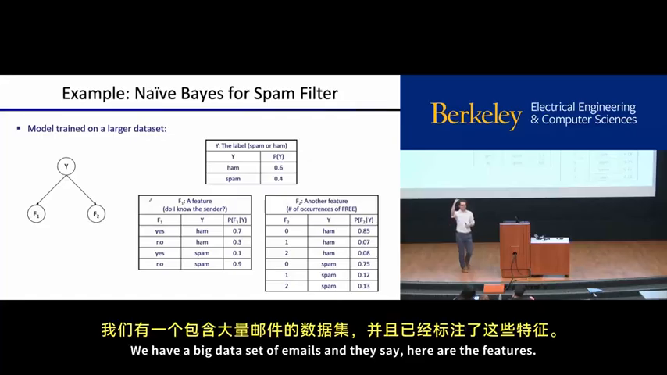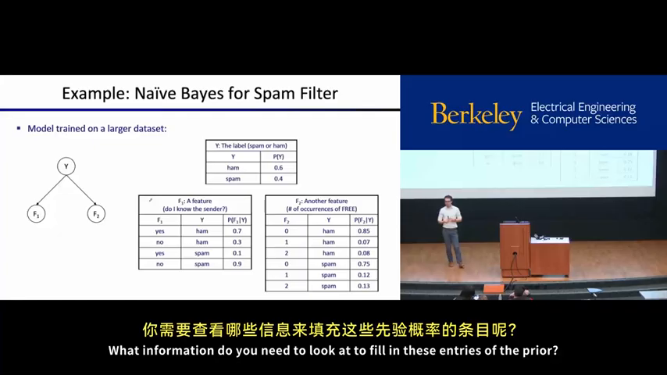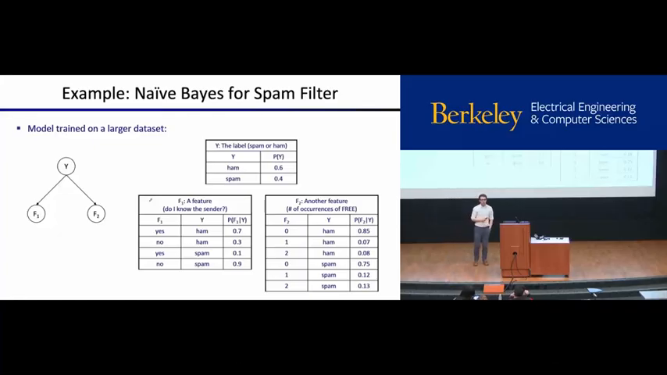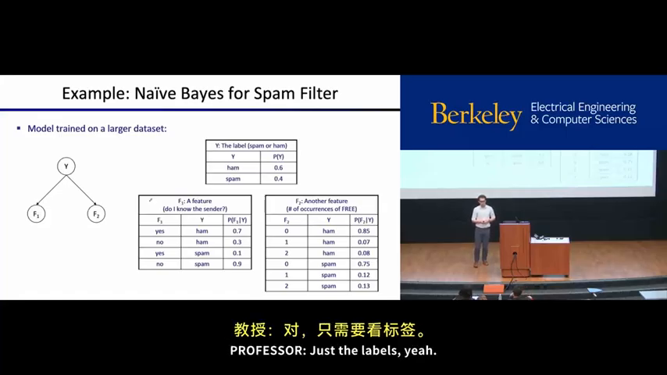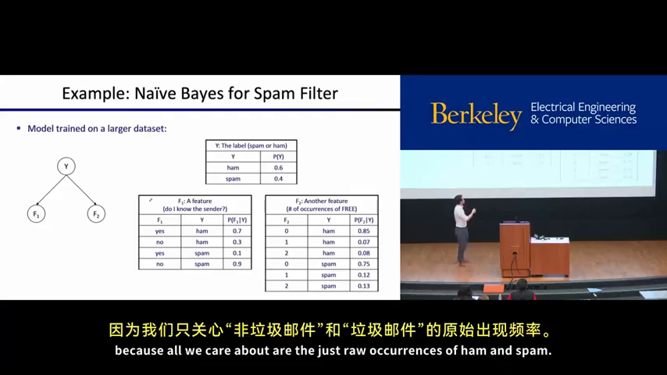We have a big data set of emails, and they say, here are the features. Here's the label. What information do you need to look at to fill in these entries of the prior? Just the labels. So we just look at the labels. We don't care about the features at this point, right? Because all we care about are the raw occurrences of ham and spam.